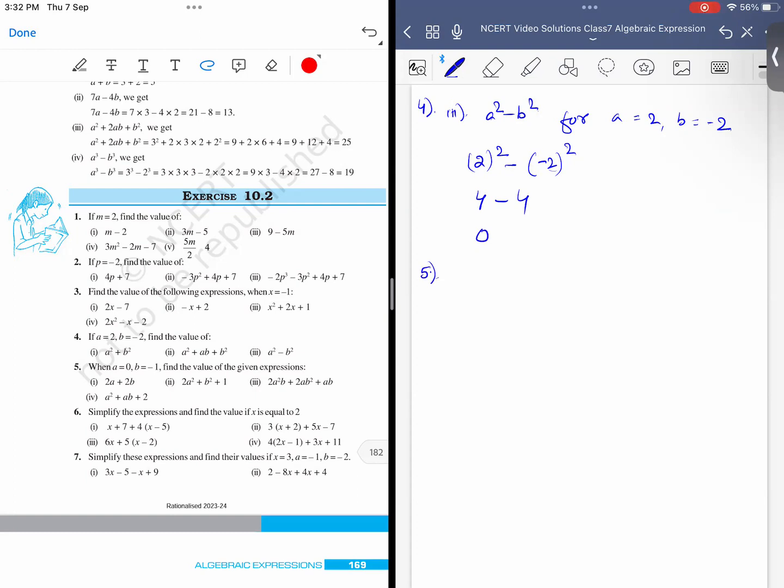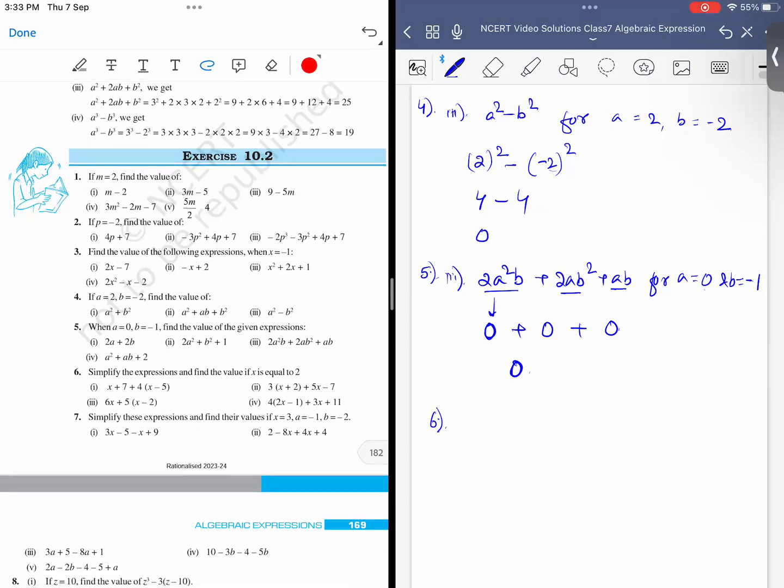Come to question number 5. When a is 0, find the value of the expressions. Again I am doing question number 3. Write down the expression first: 2a square b plus 2a b square plus ab for a equal to 0 and b equal to minus 1. You can see everywhere a is there, its value will give 0, because anything multiplied by 0 becomes 0. Here also 0, 0 and 0. So the value of this expression will be 0. Question number 6.